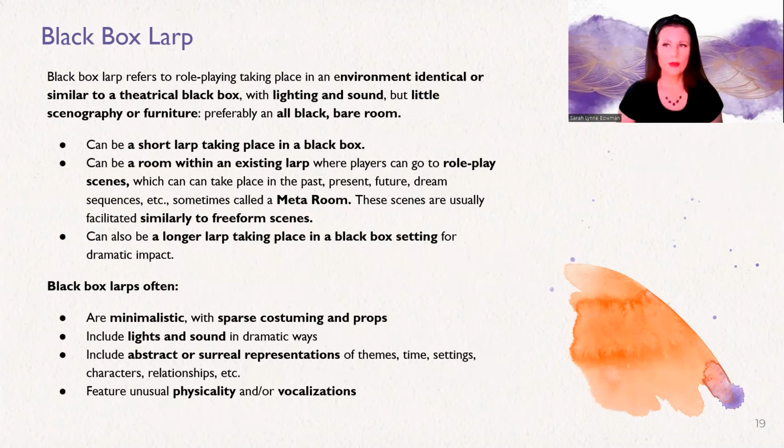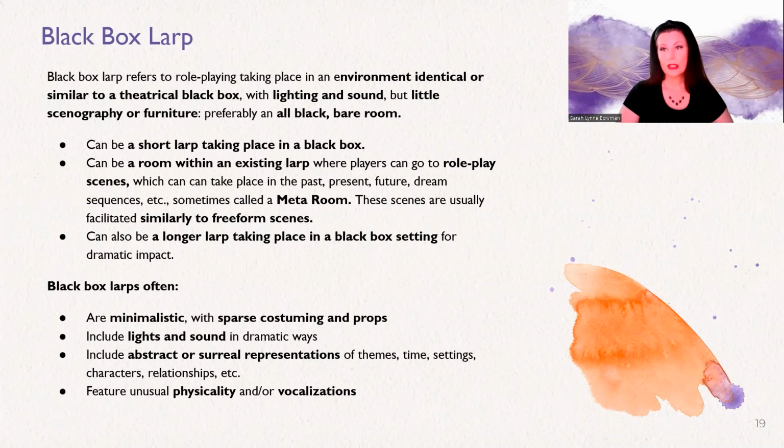Black box has been used in several ways. It can refer to a short LARP that takes place in an actual theatrical black box. It can be a room within an existing LARP where players go to role play scenes. These scenes can take place in the past, the present, future. They can be dream sequences, and this is sometimes called a meta room. So while the rest of the LARP is happening at linear time, there's this meta room where other kinds of scenes can be explored. And sometimes that's called a black box. And these are facilitated often very similarly to freeform scenes, either amongst the players themselves or with an actual game master.